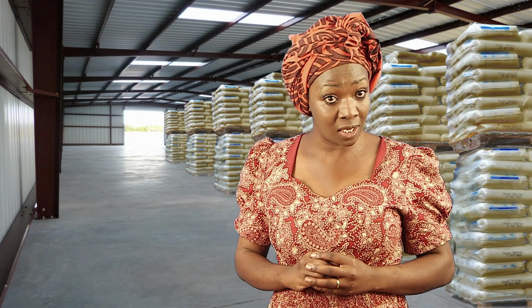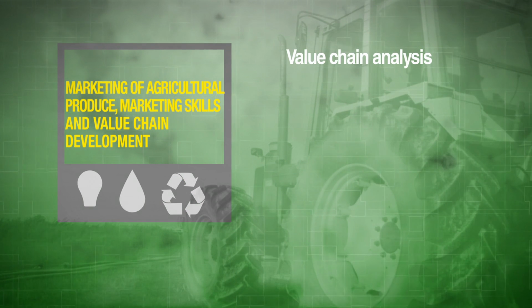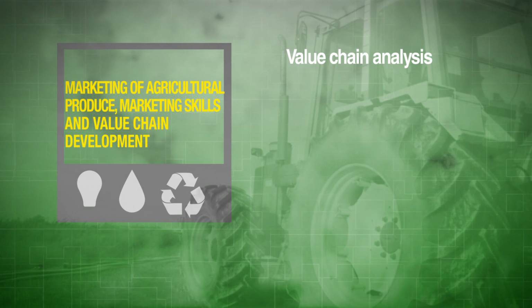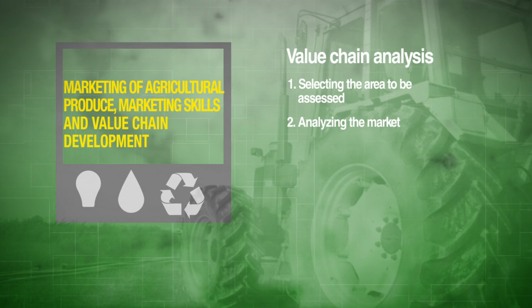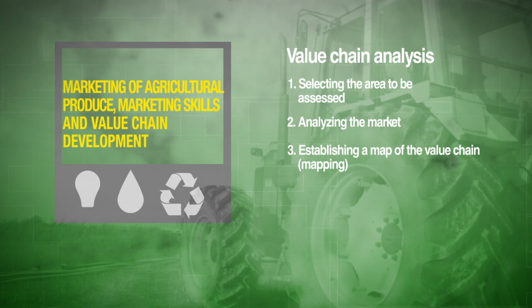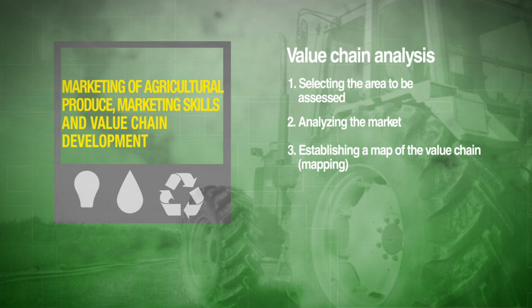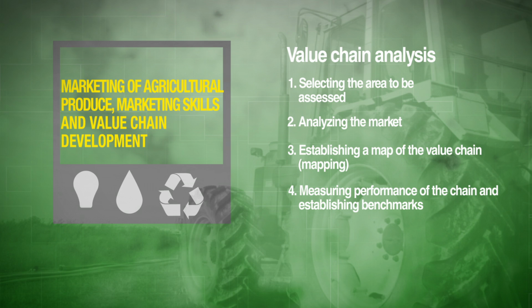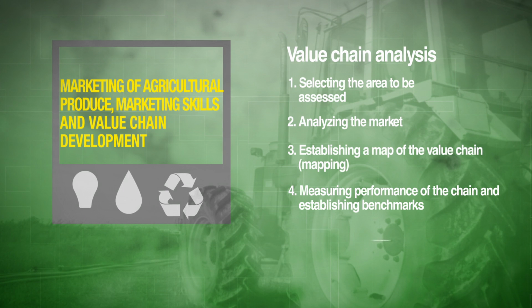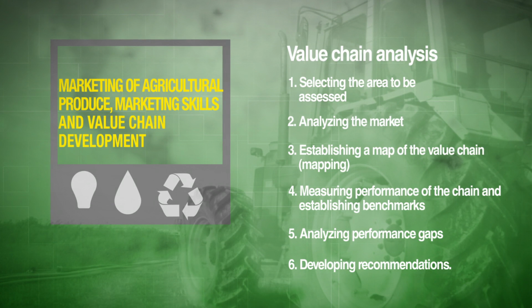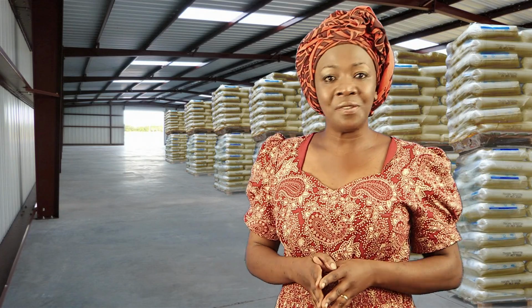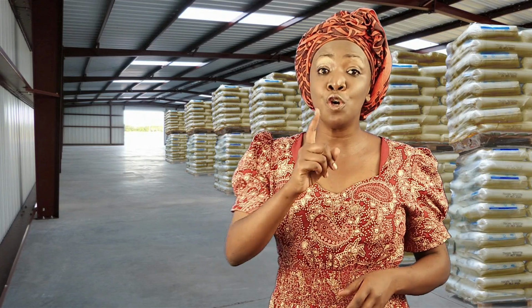Having learned about value chain analysis, what are some of the factors that you should consider when analyzing value chain? As shown in the image on your screen, analysis of value chain generally includes 1. Selecting the area to be assessed. 2. Analyzing the market. 3. Establishing a map of the value chain, that is mapping. 4. Measuring performance of the chain and establishing benchmarks. 5. Analyzing performance gaps. And 6. Developing recommendations.